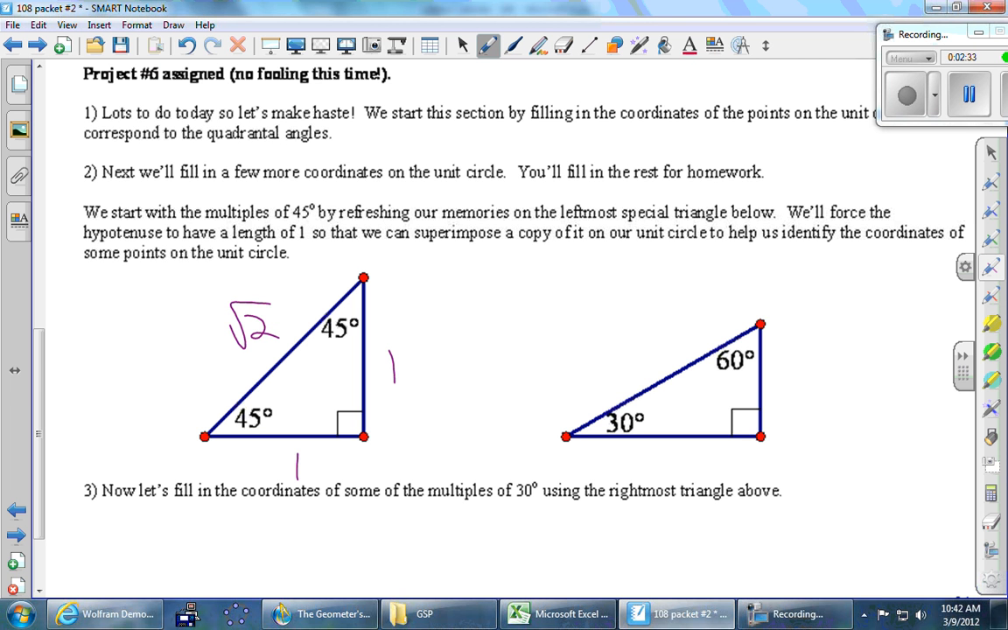So what I'd really like to do is force that to be a 1. The way to force that to be a 1 is to divide it by radical 2. But if I divide one side of a triangle by radical 2, I better divide all the sides by radical 2. So maybe this is something we can copy down on the sides. The legs are 1 over root 2, and the hypotenuse is a 1.